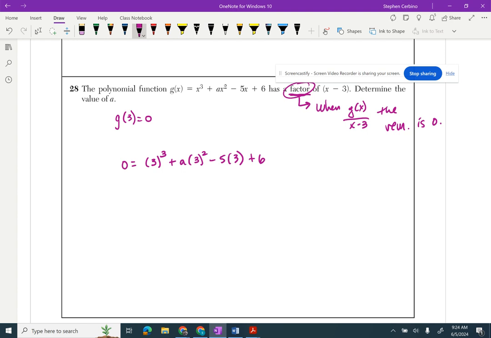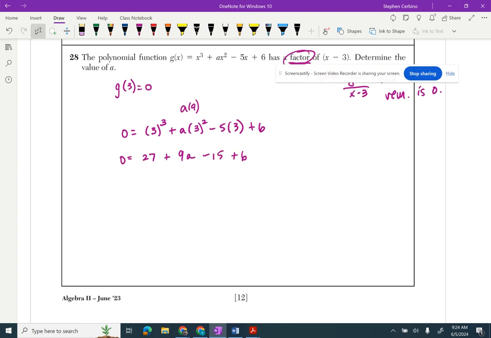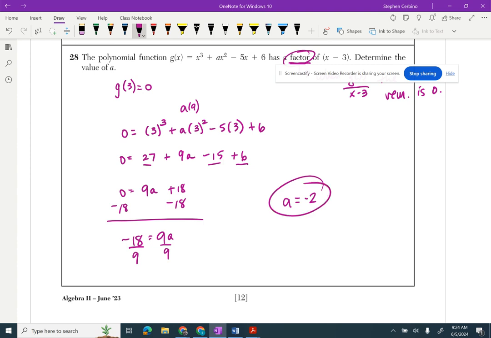Can I solve for a? So 3 to the third power is 27. 3 squared is 9. I wouldn't write a times 9. That looks weird. So I'd write 9a minus 15 plus 6. I then can combine my like terms of 27, negative 15, and 6. And I can get that 9a plus 18 equals 0. I can then subtract 18. And we can get the value of a now by just dividing by 9. And I can then say that a is negative 2.